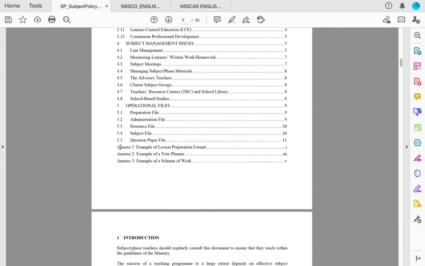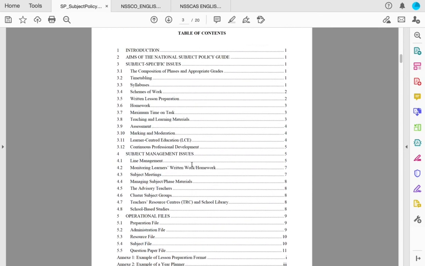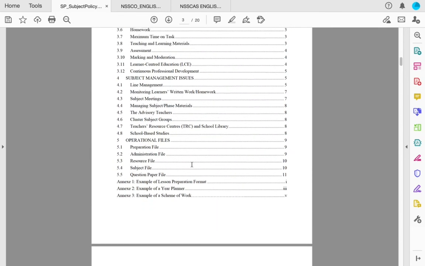And then we've got the operational files, and these are divided into 5 sections. And in the end, we have got the annex, and we have a sample of a lesson plan format, and then we have got the year planner, and then we have got the scheme of work. And if you're looking for something specific, then you can use the table of contents, as I've mentioned before.